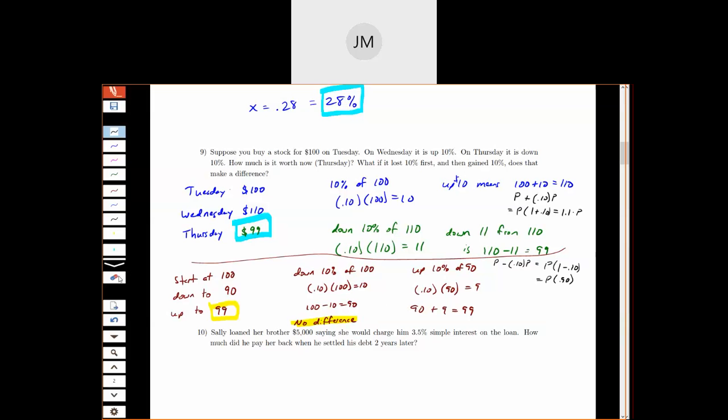I think that explanation is a bit more difficult to articulate, so I think it's a lot better just to work it out. And then you can see there's no difference, and that's very clear.